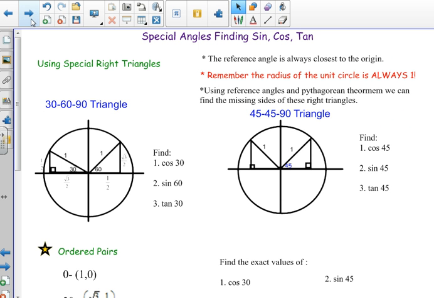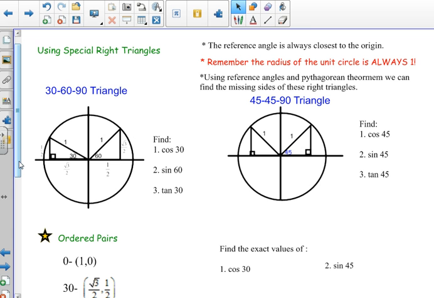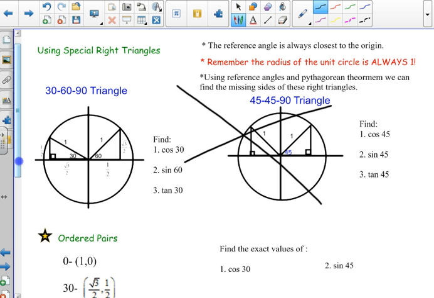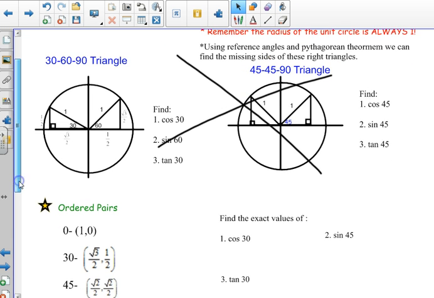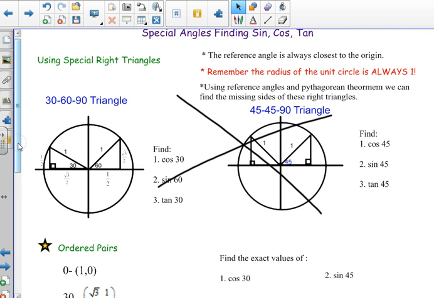Now, the other classes were like, this is way too hard, we're not going to do it. So we're just not going to. So you just cross out everything? Just the top part. We're going to do the bottom part.